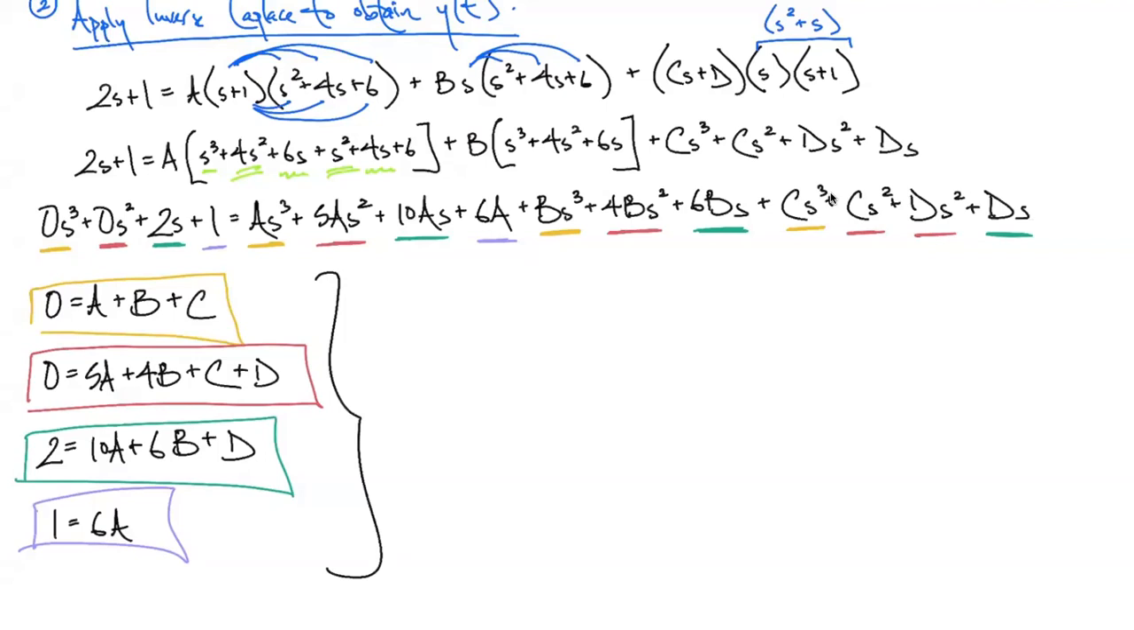Okay. And so for the first one, this yellow equation will become 1A plus 1B plus 1C plus 0D equals 0. Okay, so that's just an organization step. If I did the same thing with the red one, I would get 5A plus 4B plus 1C plus 1D equals 0.